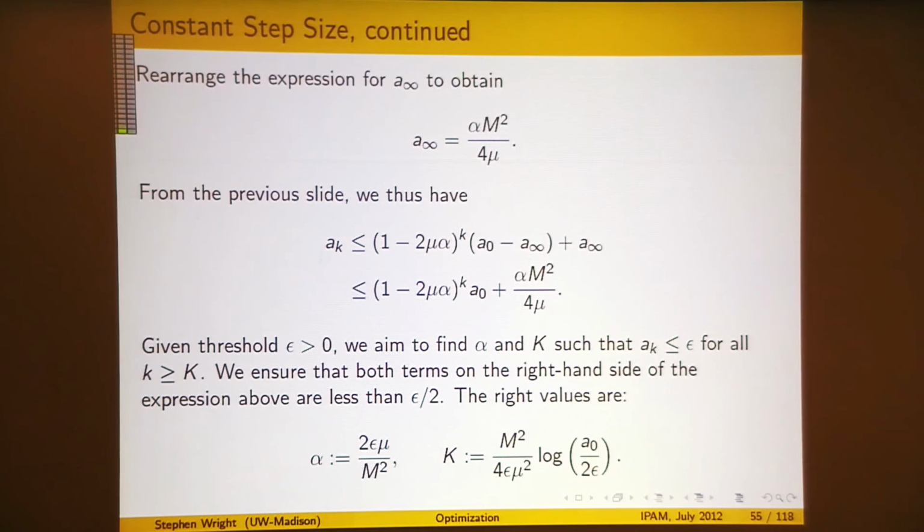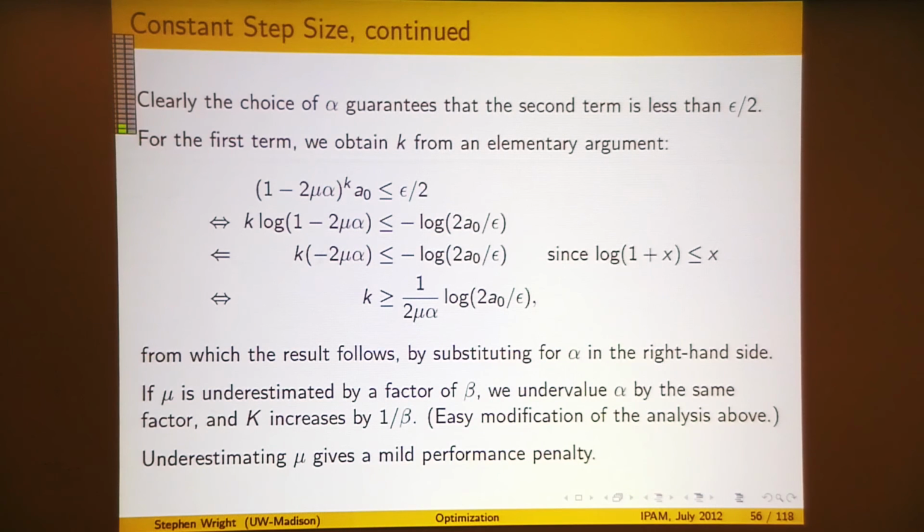All right? But you need to know epsilon. You need to specify epsilon in order to define these quantities. Here's the analysis. Okay? Here I'm verifying that the expression for K is right, given the choice of alpha that I've made. All right?